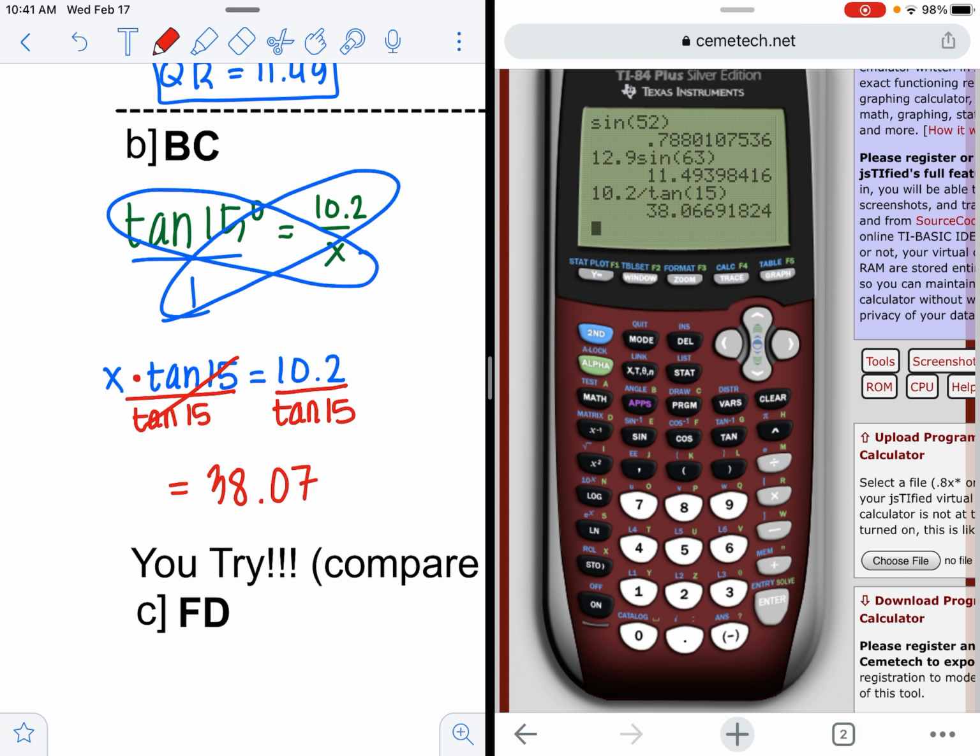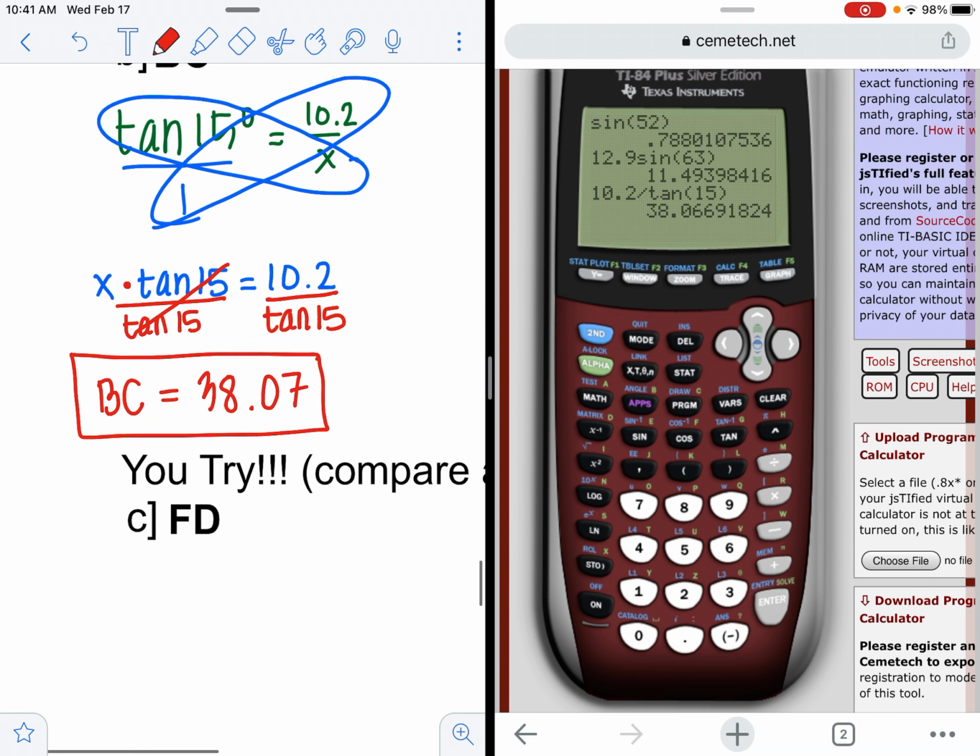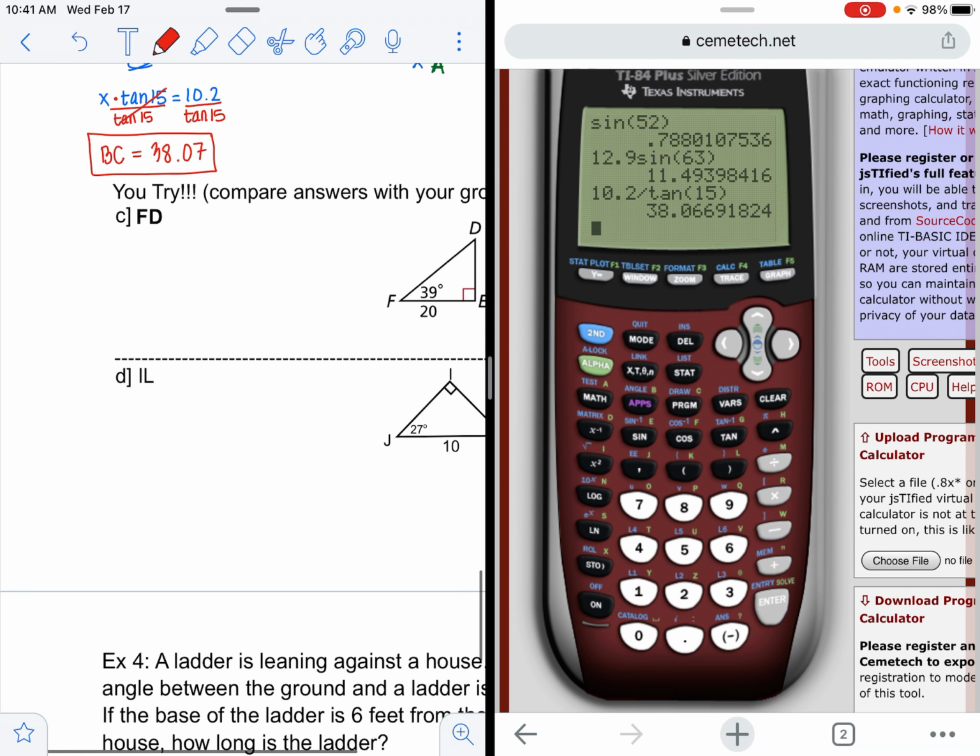And I have 38.07. Once again, this was BC, not X, so I'm going to change it to BC equals. And I have BC is 38.07.